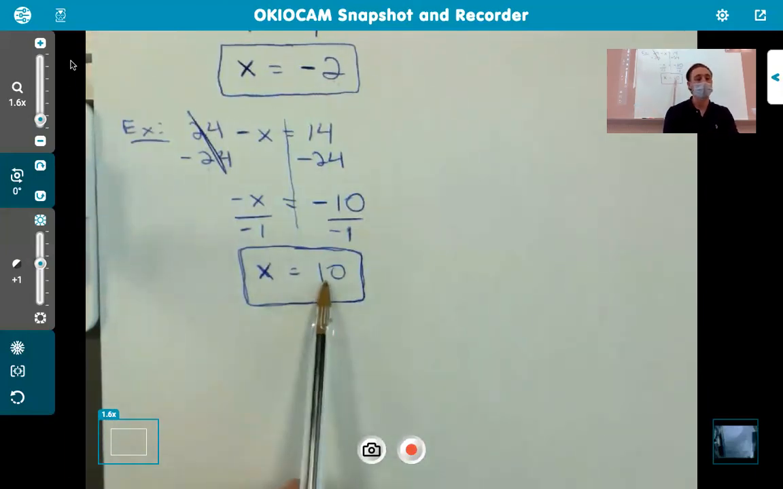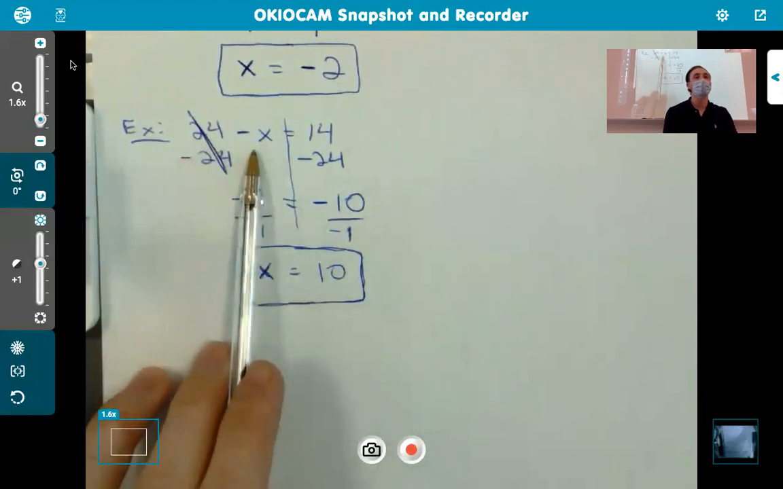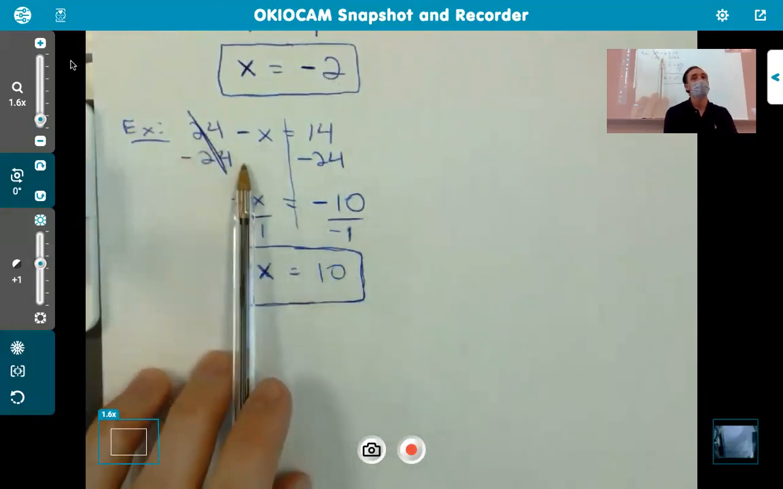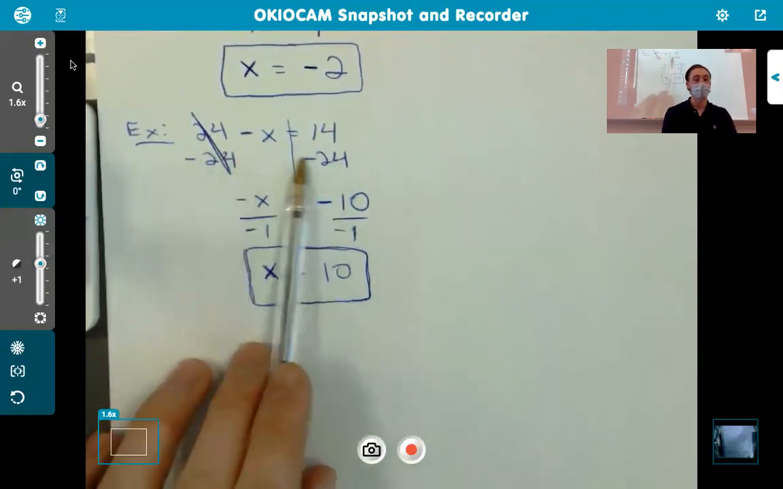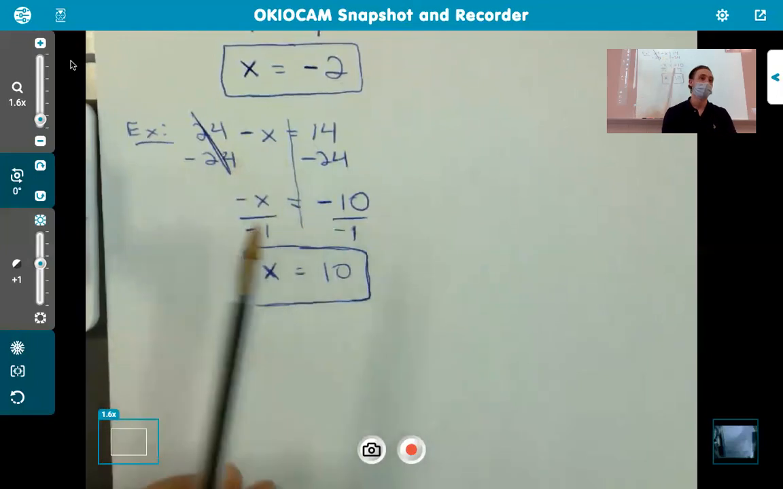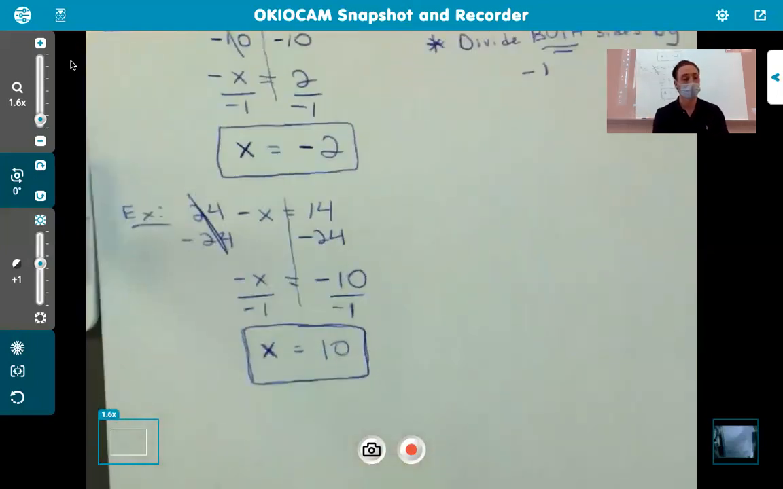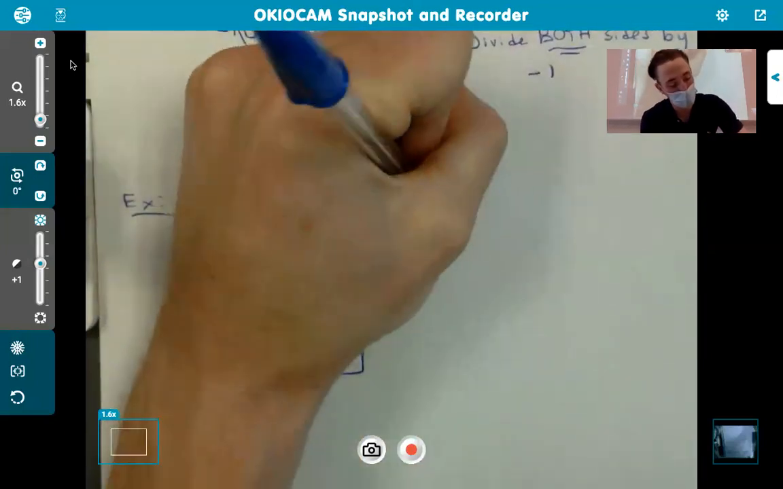Again, to check your answer, if you do 24 minus 10, what do you get? What's 24 minus 10? 14. Don't I have 14 on both sides if I plug 10 in? So that is my solution, right? It's just another way for us to check. Let's go through one more example.